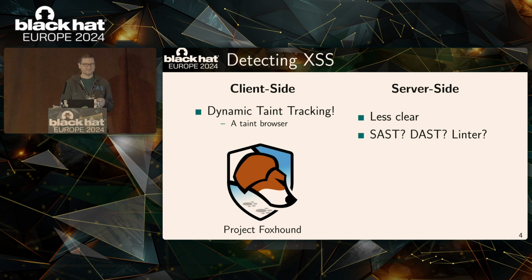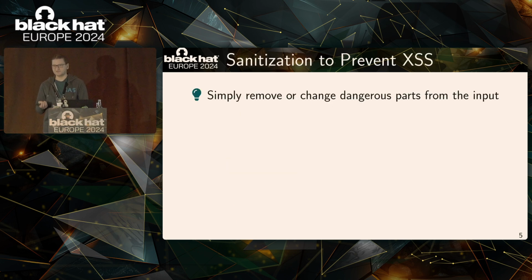On the server side, it's less clear because the flows are way more complicated than the one I've shown. And as a researcher, I obviously don't have access to any closed source software. I thought, how can I still manage to protect closed source software? I look at the protection mechanisms, because they all employ protection mechanisms. And the main way to protect against cross-site scripting is to use a sanitizer.